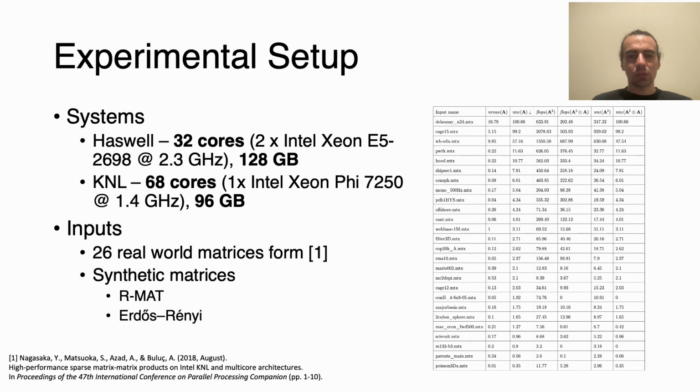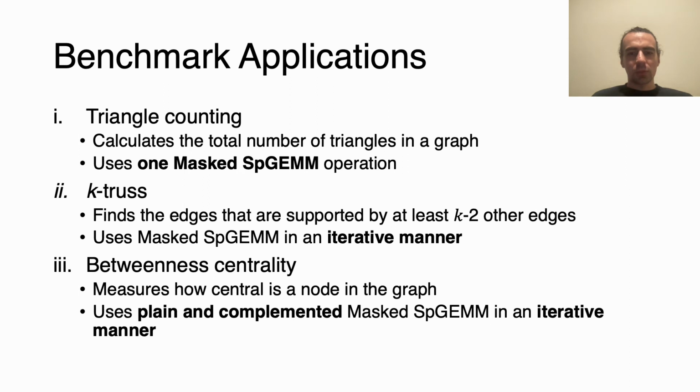The synthetic graphs are usually preferred for control experiments in which we vary degree or size of the graphs and investigate their effects on various performance metrics. For benchmarks, we picked 3 applications. First one is triangle counting. For triangle counting, we calculate the total number of triangles in a graph, and this application uses only one mask SPGEM operation that is later followed by reduce.